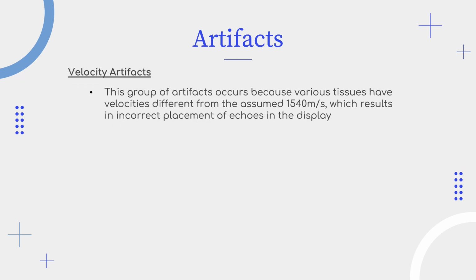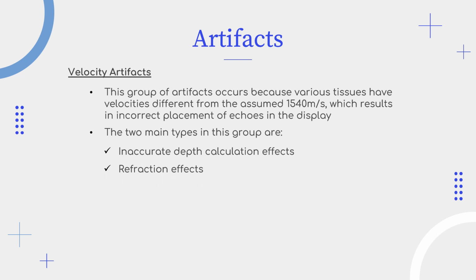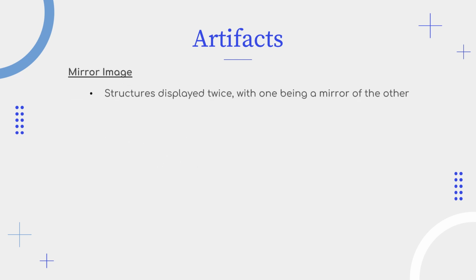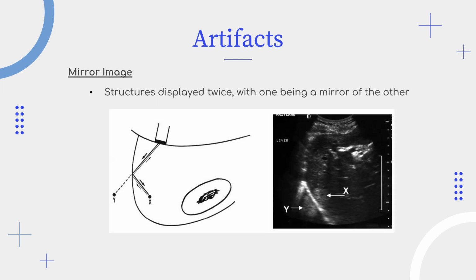Velocity artifacts. This group of artifacts occurs because various tissues have velocities different from the assumed 1,540 meters per second, which results in incorrect placement of echoes in the display. The two main types in this group are inaccurate depth calculation effects and refraction effects. Mirror image: structures displayed twice, with one being a mirror of the other. These occur where there is a strong specular reflector, which acts as a mirror.